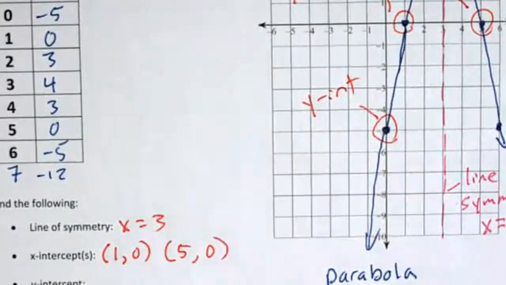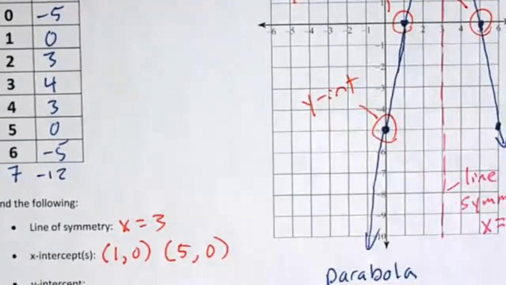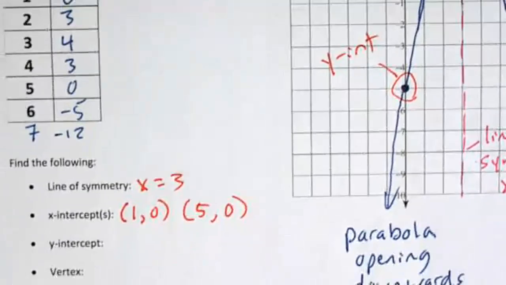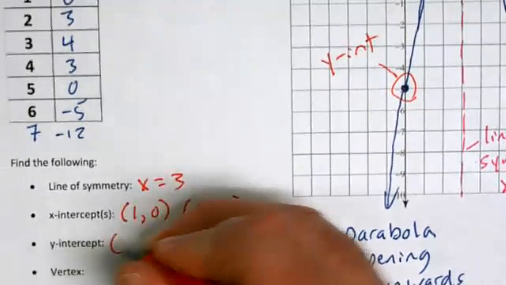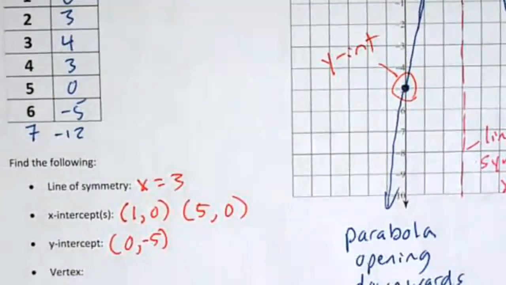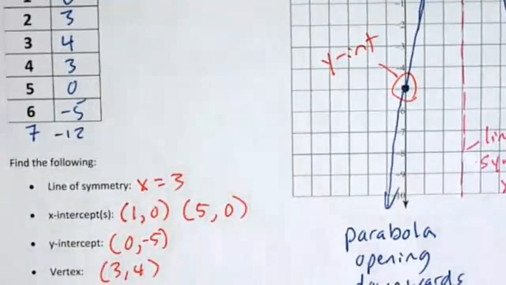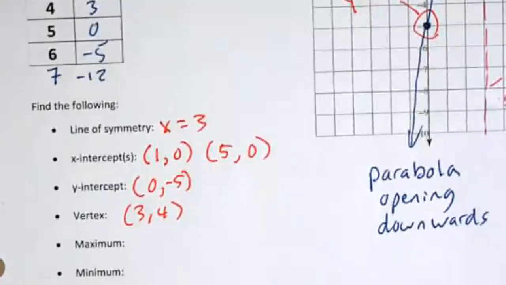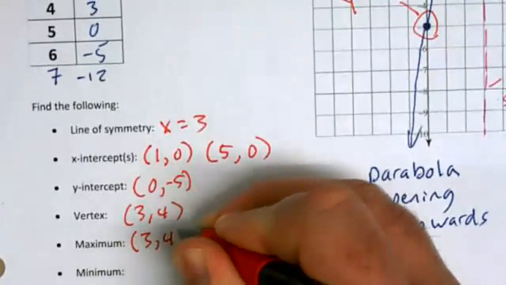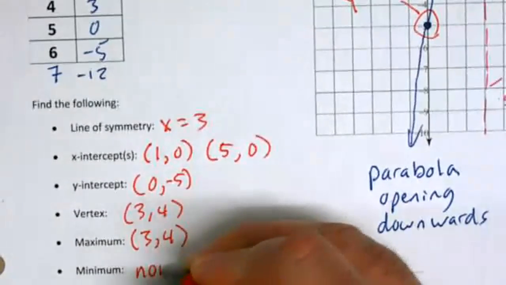And you'll find that x-intercepts will always have a 0 for the y value. That makes sense, right? Because if it's on the x-axis, it's always going to have 0 for the y. Give me the coordinates for the y-intercept. Ooh, you guys are good. 0, -5. How about coordinates for that vertex? 3, 4. And if I ask you for the coordinates of the maximum, it's the same point, so it would have the same coordinates. And what are we going to write for minimum? None. There is none.